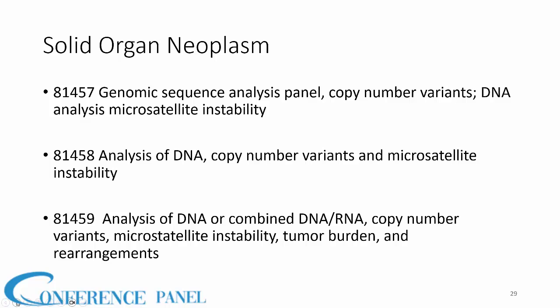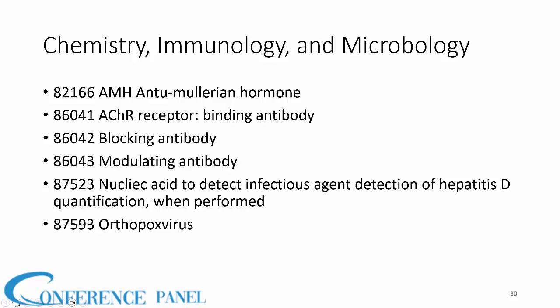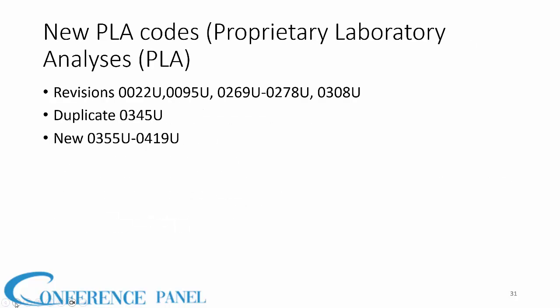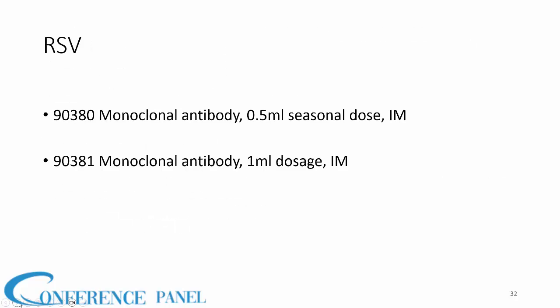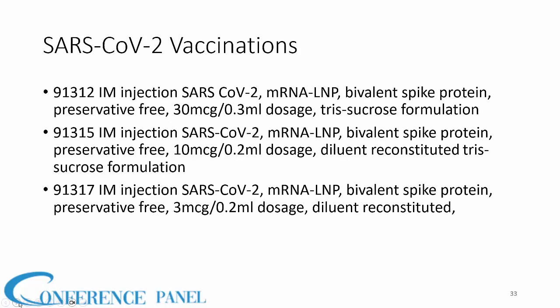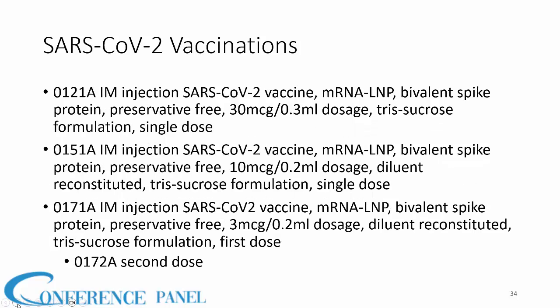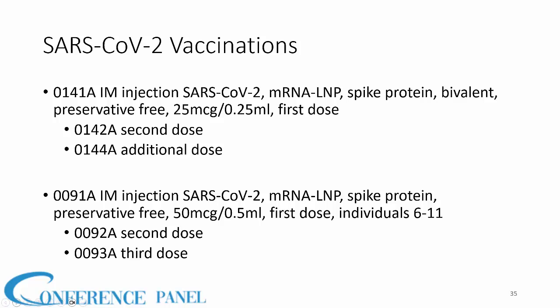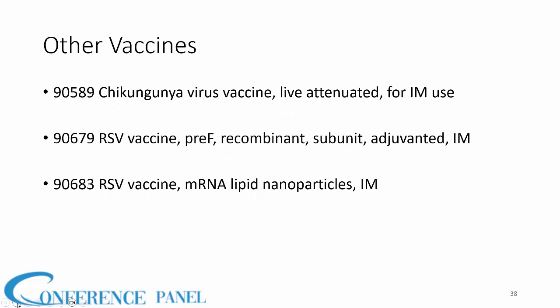These are all related here to solid organ neoplasms. Here are codes that have been added to the chemistry, immunology, and microbiology sections. The proprietary lab analysis. We added a couple of injections to RSV, and then we also have a lot of new codes for COVID-19 injections, as well as these. And here's even some more. And here's some more. And that was one last page of them.